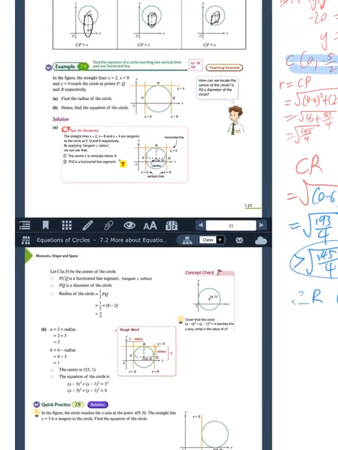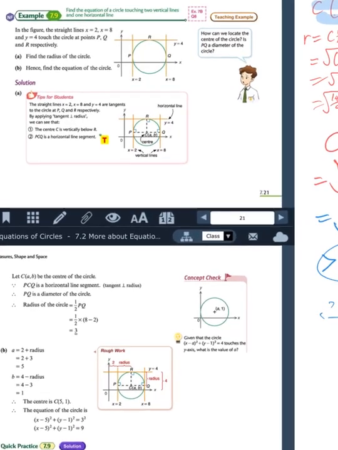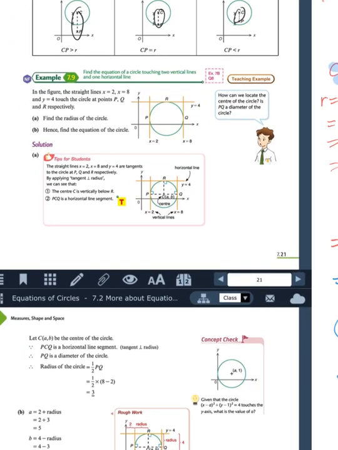Example 7.9. In the figure, the straight line x equals 2, this is the vertical line here, and x equals 8, another vertical line, and then y equals 4, a horizontal line, touch the circle. The word touch means there is only one intersection point. If there is only one intersection point between a line and a circle, that means these three lines are tangent to the circle.